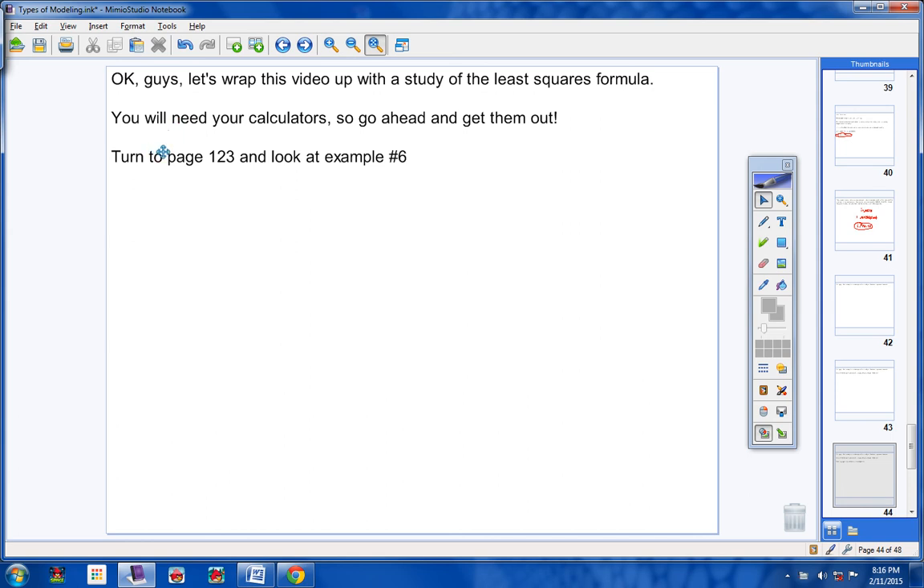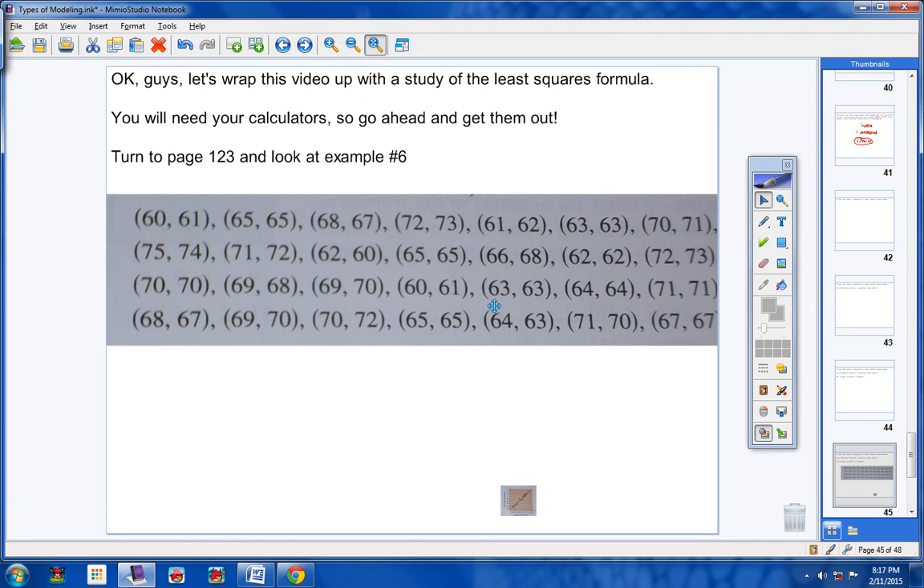Now, I did not type the problem and put it here on the screen in front of you, but if you'll look in your books, right under example number 6, it says, a class of 28 people collected the following data, which represents their heights, X, and their arm spans, Y. So, if you're on the right page, like you're supposed to be, you're going to see this bit of information right here. There it is, okay?